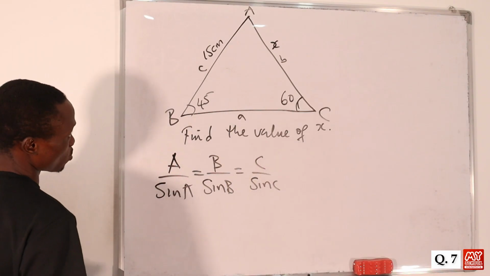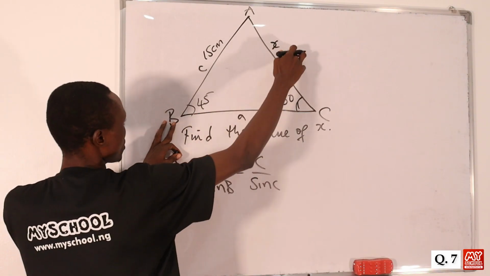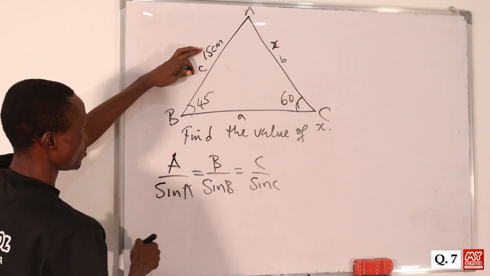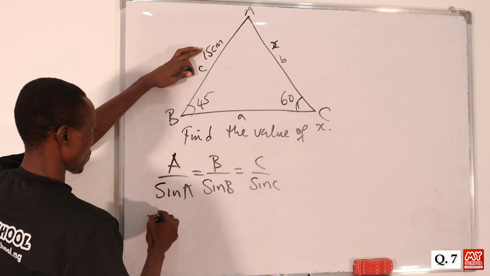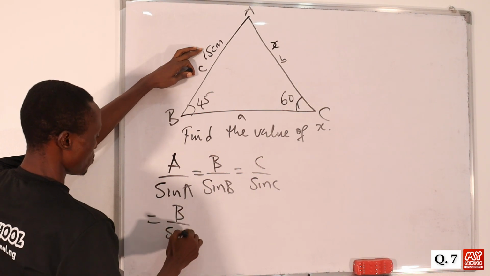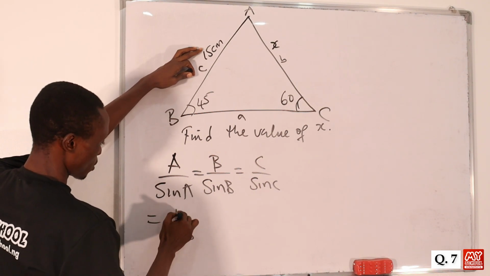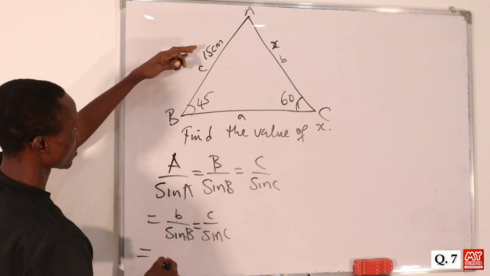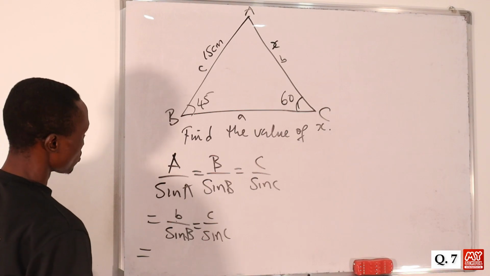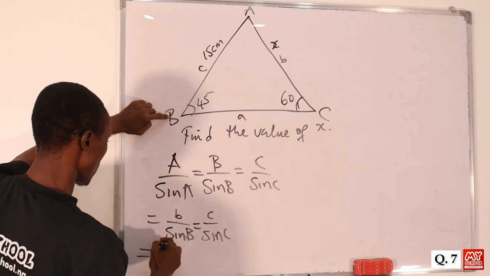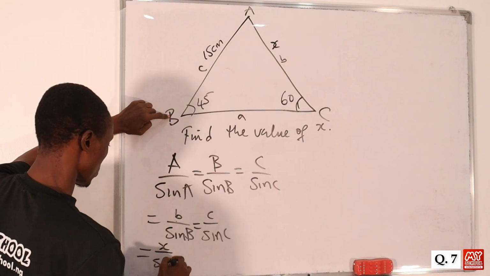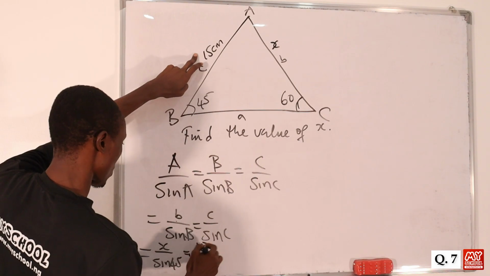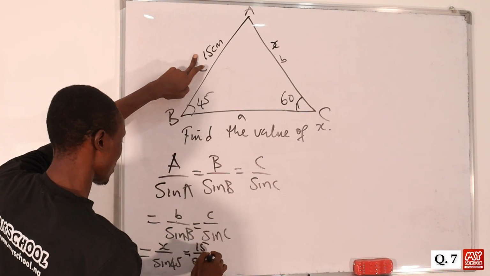Okay, so if you look at this question very well, we are given these two sides and also these two sides. So that is what we are going to be using. That means we are going to be using b and c. Okay, so b all over sine B. Of course, this is supposed to be small letter b. Then it's equals to small letter c all over sine C, which is capital letter. So okay, let's input the values. So for our b, we have x all over sine 45 is equals to, then for our c, we have 15 all over sine 60.